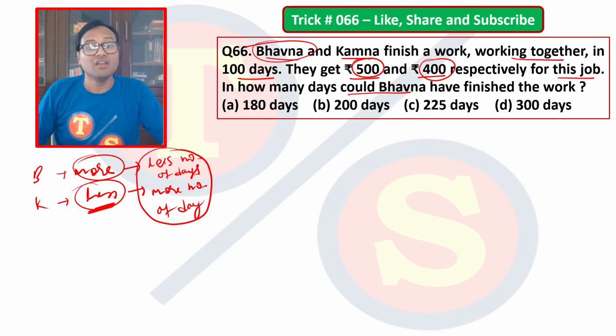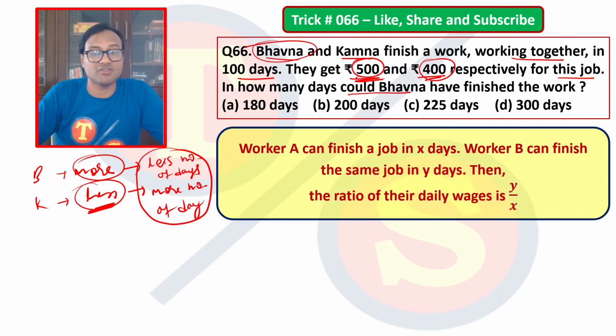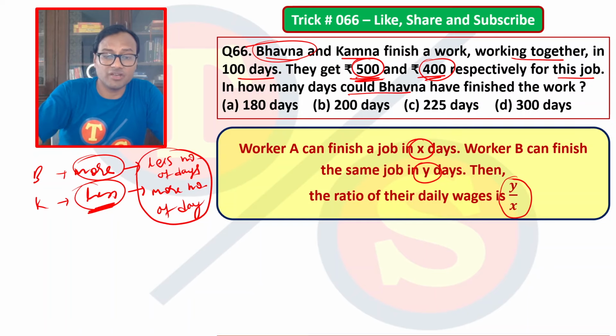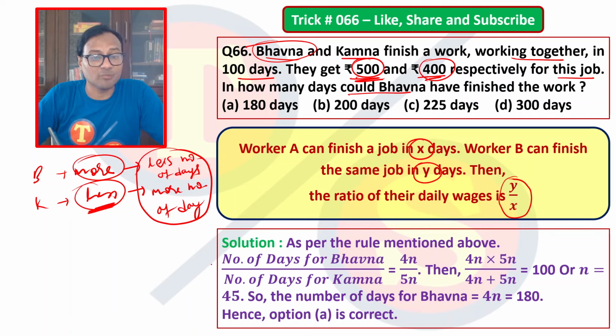So definitely the wages are given to us, and the inverse ratio of the wages will give us the ratio of the number of days. So if the number of days taken by two workers to finish the same job independently are x and y days respectively, then the ratio of their wages will be the reverse of it, that is y upon x. That is the idea. So here we can see that the number of days taken by Bhavna and the number of days taken by Kamna will be in the reverse ratio of their wages, that will be 400 by 500.